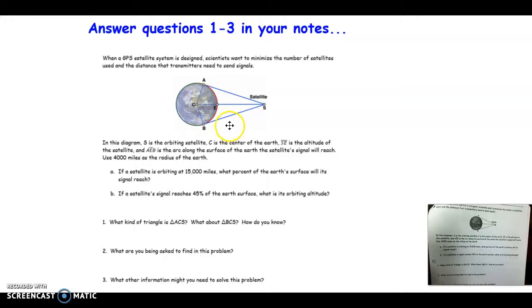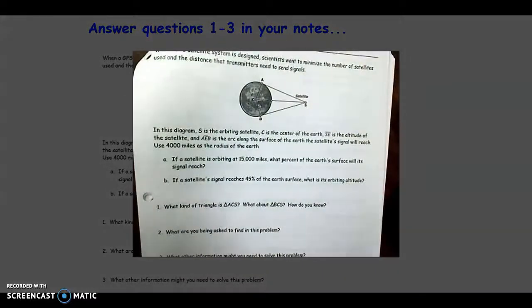Part B says if a satellite signal reaches 45% of the Earth's surface, what is the orbiting altitude? So it's kind of taking part A and asking a reverse type problem. What if they give you that arc AEB's measure is 45% of 360? Then could you find the length of SE? These are some questions that we're going to answer, 1 through 3 in our notes.